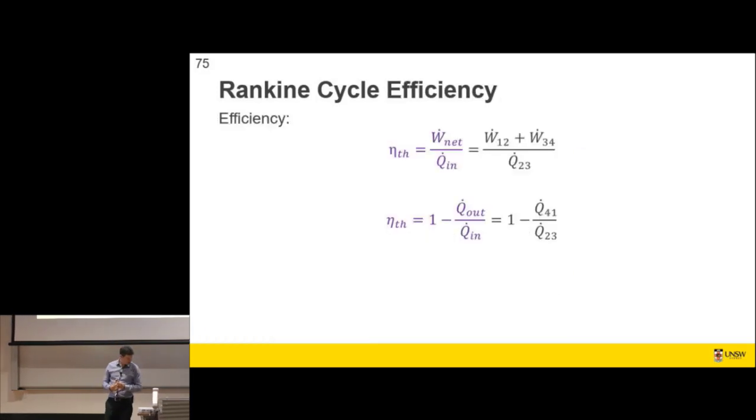And our efficiency is our work divided by our heat, which is 1 minus our heat out divided by heat in. So the lower we can get this number, the higher we can get this number, the more thermally efficient our cycle. That's thermal efficiency.